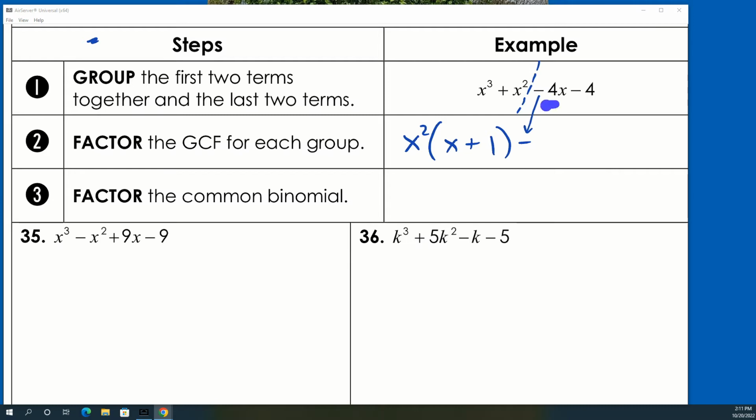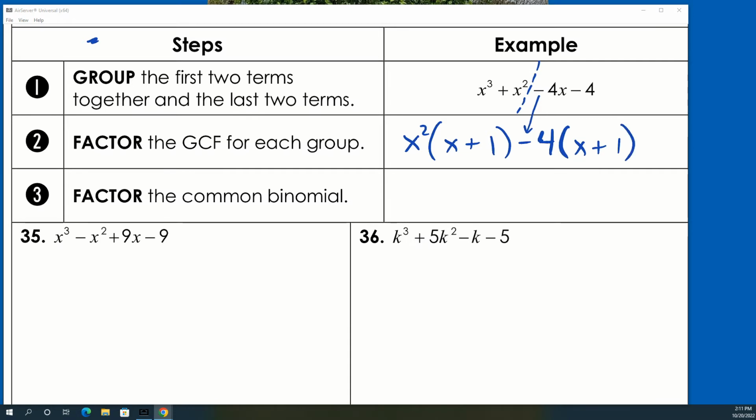All right, and then we're looking at 4x minus 4. What can I factor out? What's the greatest common factor? 4. Now, we technically, in this case, have to factor out a negative 4. So it's negative 4x divided by negative 4, which is just x, and negative 4 divided by negative 4, which is going to be positive 1.